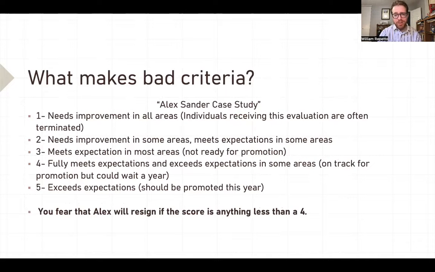So I'll start with what makes bad criteria. And I have here an example I encountered once in my own education. And it was called the Alexander case study.